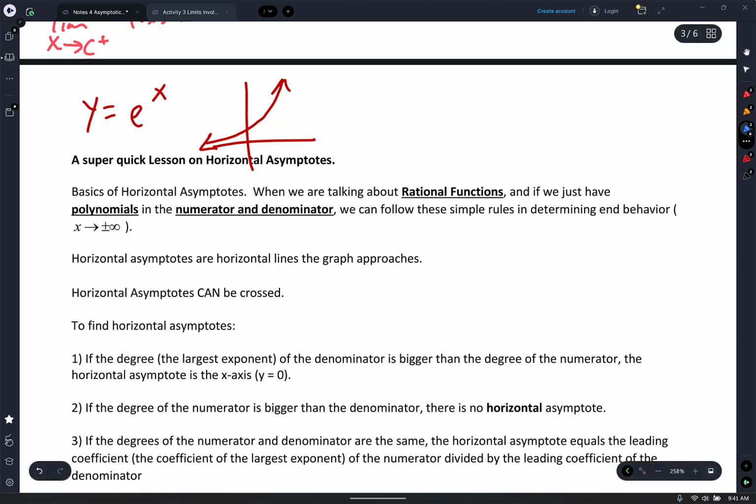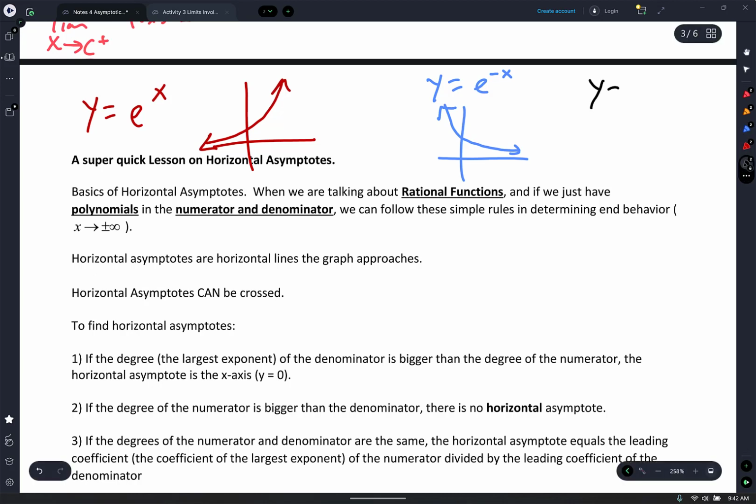So let me change my colors. y equals e to the negative x. Remember, e is just a number, 1 point something, so e to the negative x is going to look like this. Yay or nay?